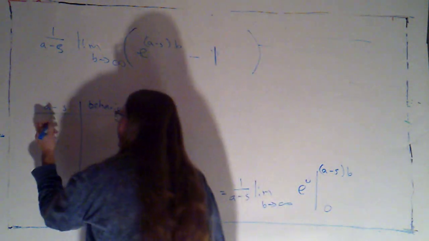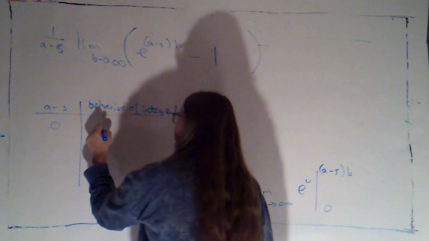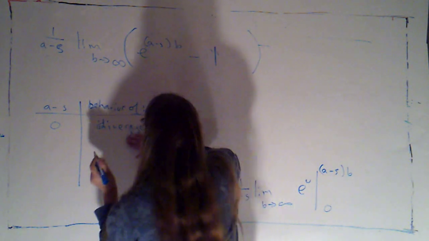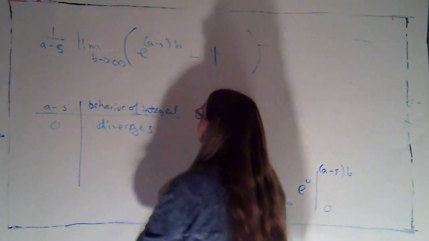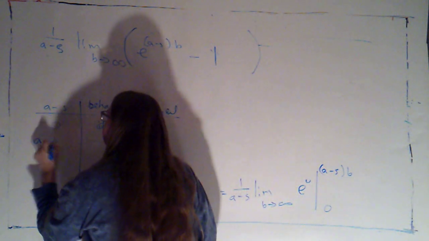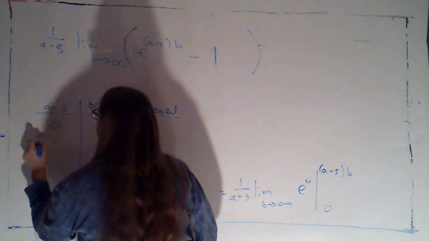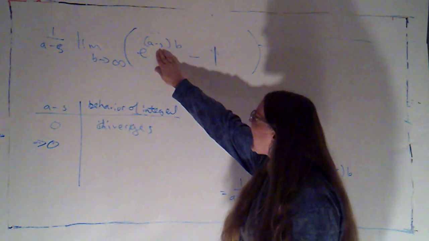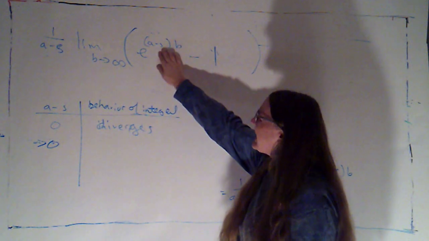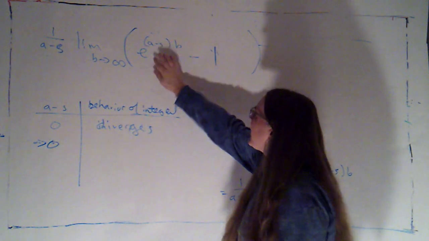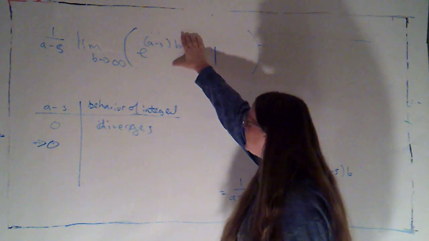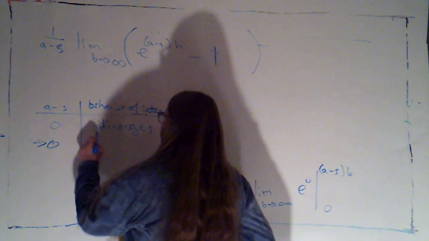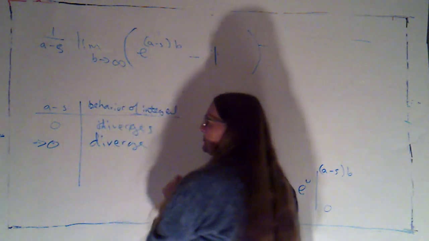Now we already saw previously that if a minus s was equal to 0, the integral diverges, and for that reason we're not going to allow a to equal s. If a minus s is bigger than 0, this is e to a positive power. If that's e to a positive power, that's going to be going off to infinity. Minus 1, it's still going to infinity. This is going to diverge.